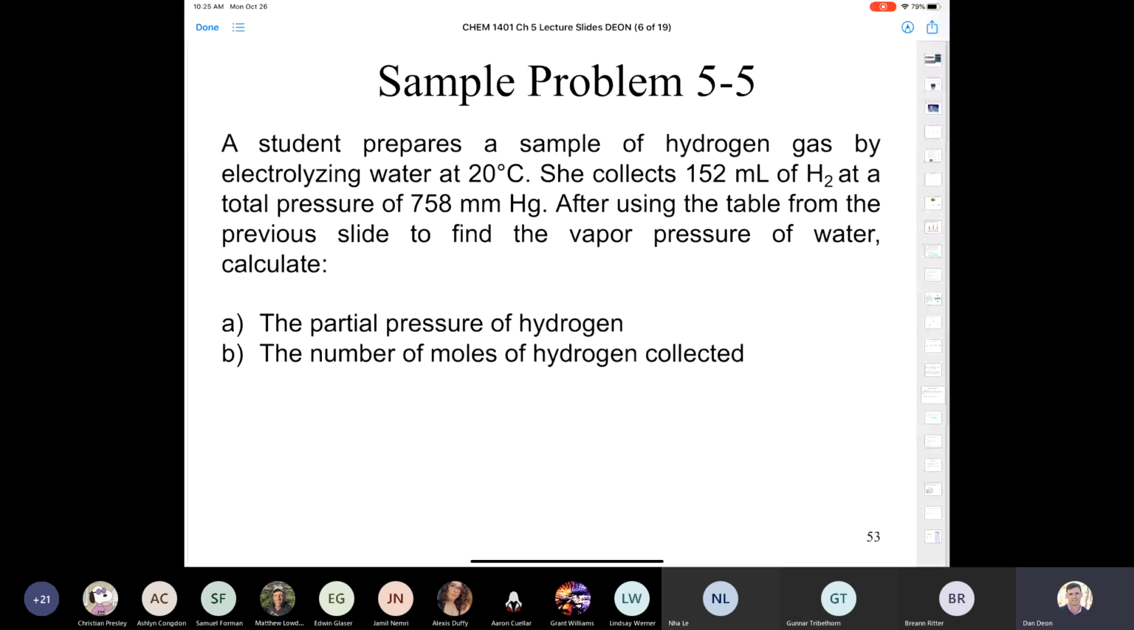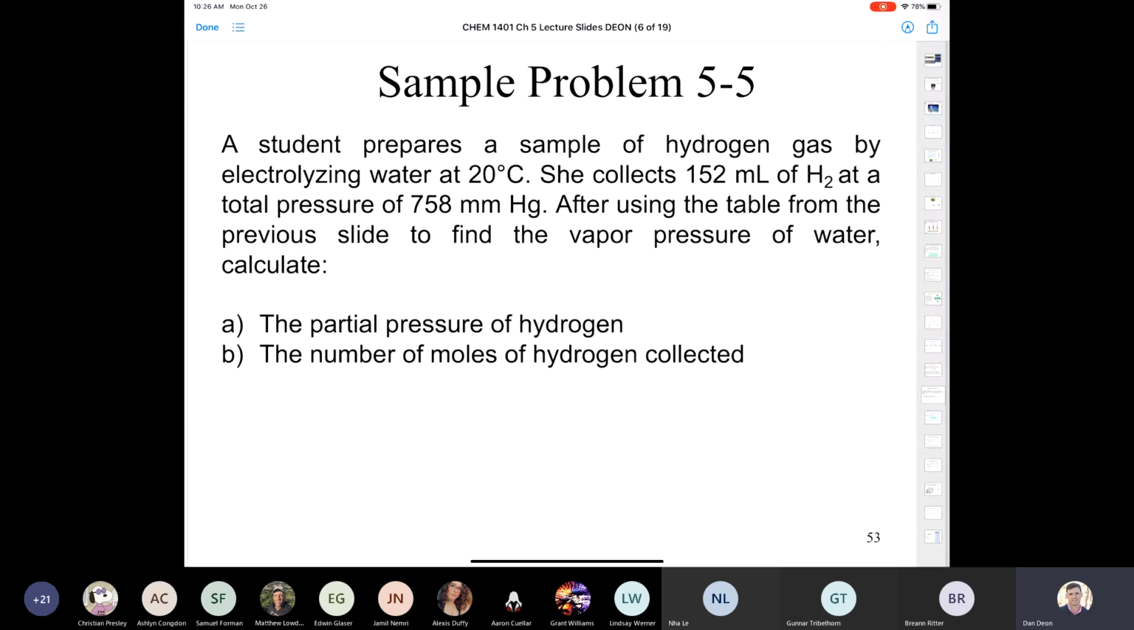Let me see how much space I gave. I gave myself a little extra space. Always need some room to run around, right? The student prepares a sample of H2 gas, hydrogen gas, by electrolyzing water. Electrolyzing water just means you pass a current through the water, and that causes it to decompose because it's a non-spontaneous reaction. You electrolyze the water at 20 degrees Celsius. You collect 152 milliliters of hydrogen at a total pressure of 758 millimeters of mercury. After using the table from the previous slide to find the vapor pressure of water, calculate the partial pressure of the hydrogen and the number of moles of hydrogen collected.